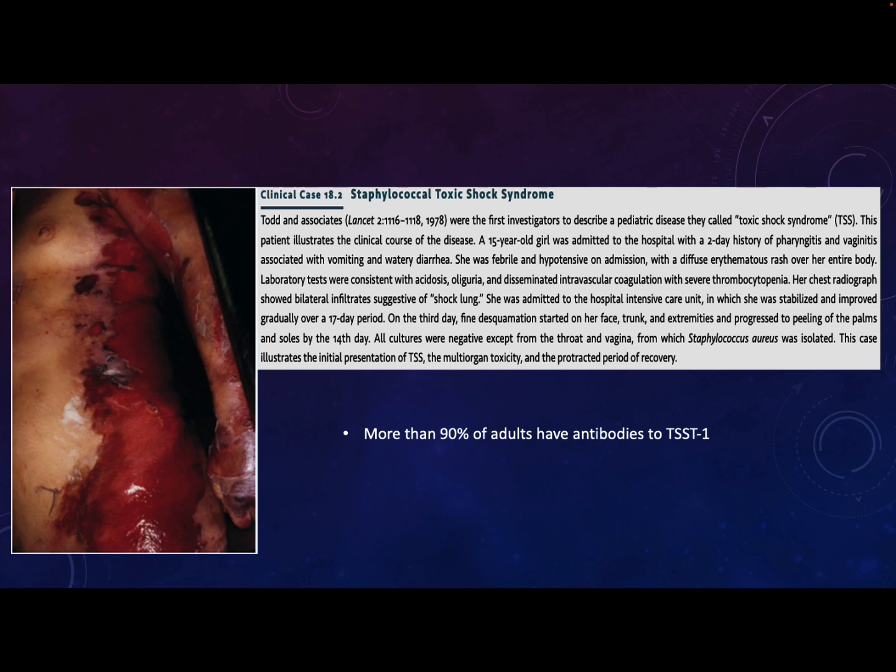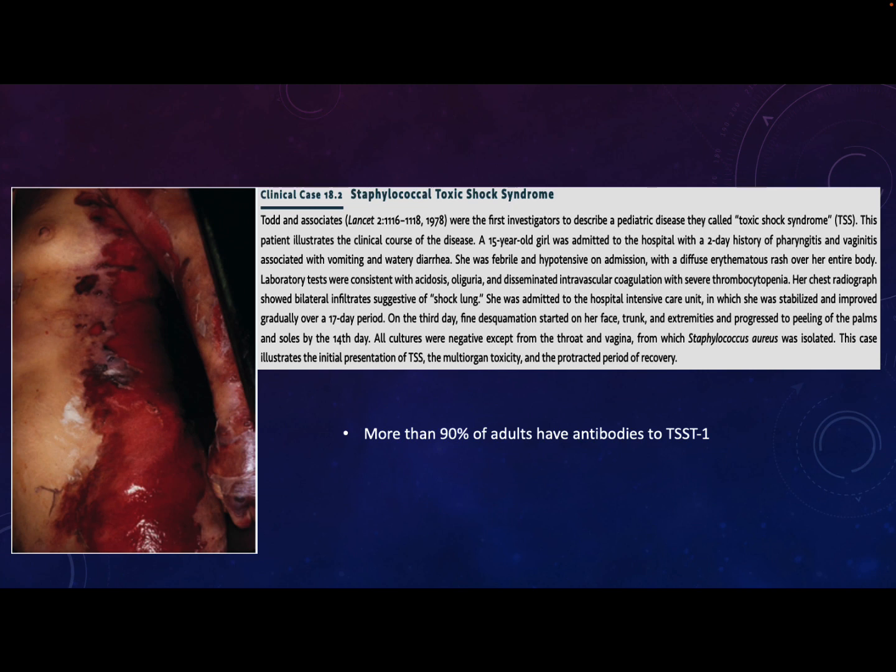Laboratory results were consistent with, so she had kind of like an acidic blood. She had issues with her urine. And she had what's called disseminated intravascular coagulation with severe thrombocytopenia. Basically, she had tiny little blood clots all over her body. And because the platelets that clot blood are all forming tiny little blood clots all over the body, they can't stop bleeding anywhere else. And so you start to get internal bleeding because you have these tiny little blood clots everywhere and platelets can't do what they actually need to do.